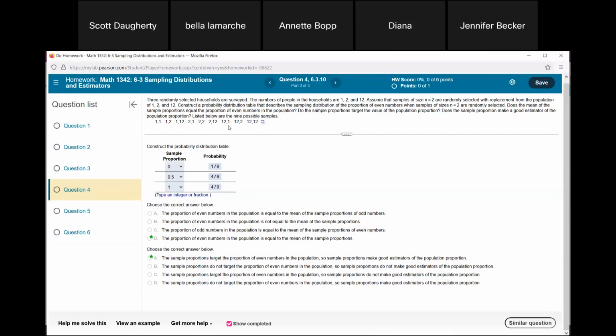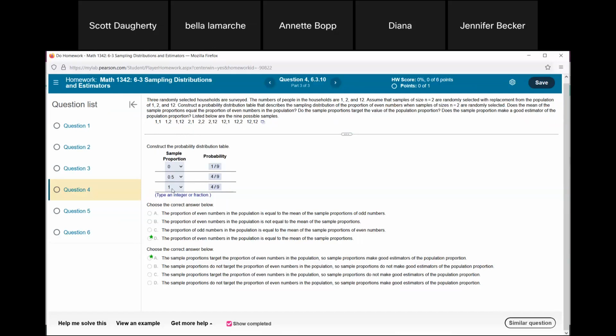1/2 are even, right? 2 out of 2, so that's a 1. Both of these are even, 2 out of 2, so that's a 1. And if you go and count up, there's only one of them that's 0. 0 are even here, so there's 1/9 of a chance of that happening. Then 1/2, 1/2, 1/2, 1/2, 1/2. That happened 4 times, so 4 out of 9.